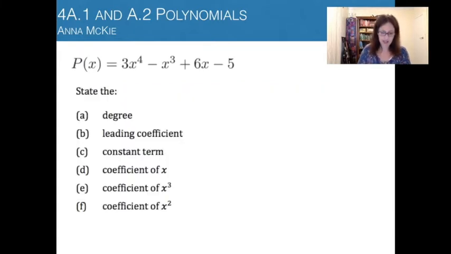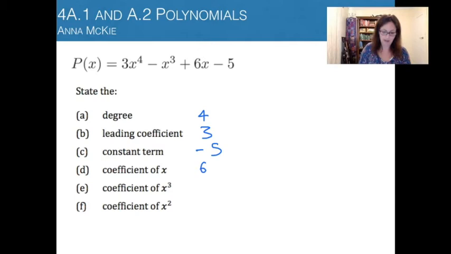Alright, some terminology here. If we're asked to state the degree of this function p here, the degree is the highest power, and so it would be degree 4. The leading coefficient is the coefficient of the highest power of x, so our leading coefficient is 3. Always take note of the sign. The constant term is -5, not just 5. The coefficient of x, so you find your x term, and it's +6.